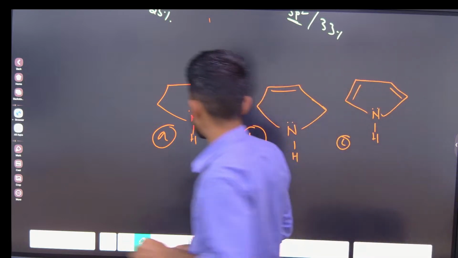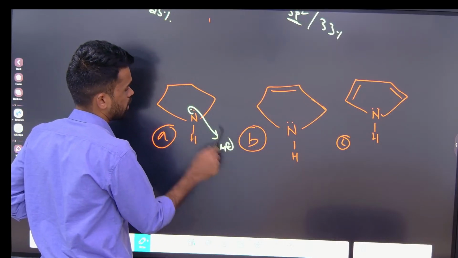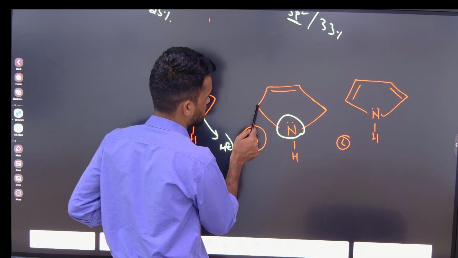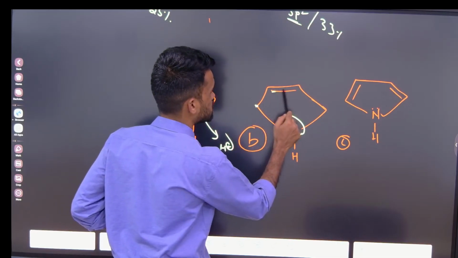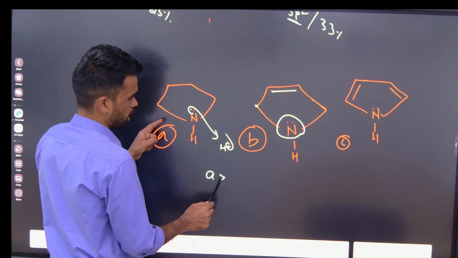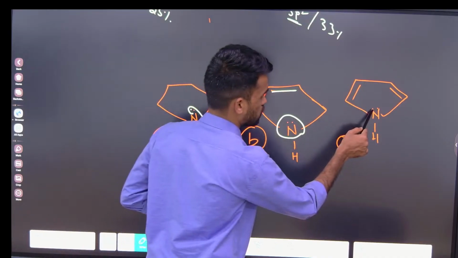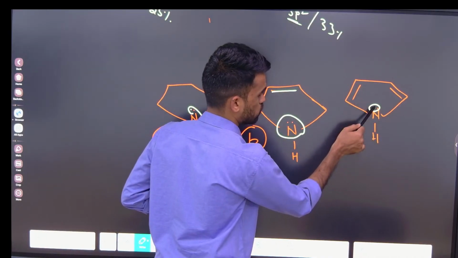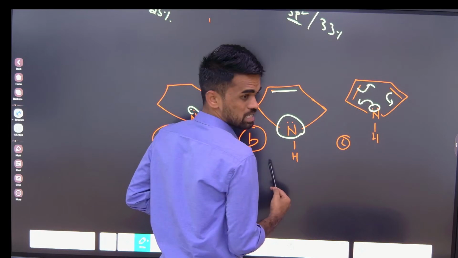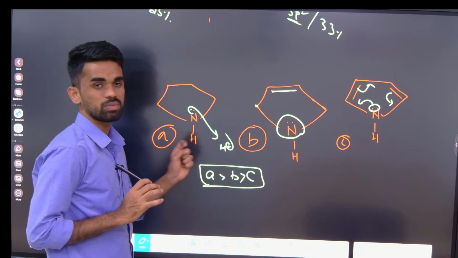So now look at this, basic nature means the tendency to donate electrons to the proton. Here the nitrogen is directly sp3. This nitrogen is also sp3 but attached to an sp2 hybridized carbon, which shows a minus I effect, so it donates easily. So A, after that B, and least is C. Why is C the least? Because the lone pair electrons here are not freely sitting on the nitrogen, they are in conjugation. Due to the conjugation they are less available to accept the proton, so it is least basic. So A, B, C will be the basic nature order for the given three compounds.